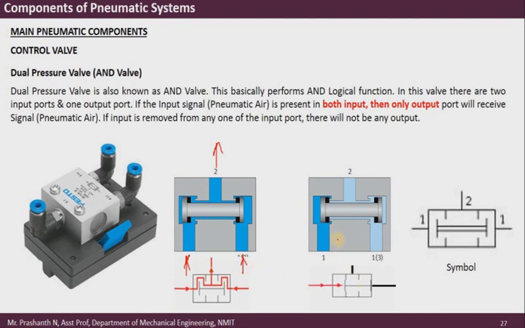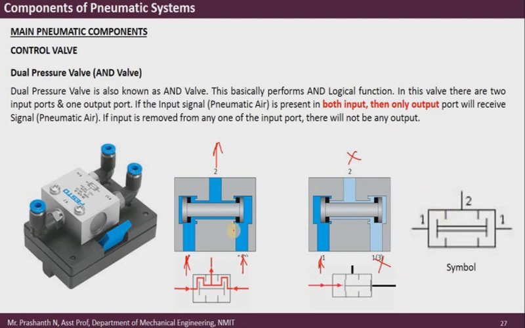Now suppose I apply only one input, and here I do not apply any air pressure. In that case, the air pressure will push against the spool, and as a result this air will have no passage to move towards the output, so there will not be any output. This is clearly explained using this symbol, right? So the symbol for the dual pressure valve or the AND valve is as follows. This is the ISO symbol which will be used in pneumatic circuits.